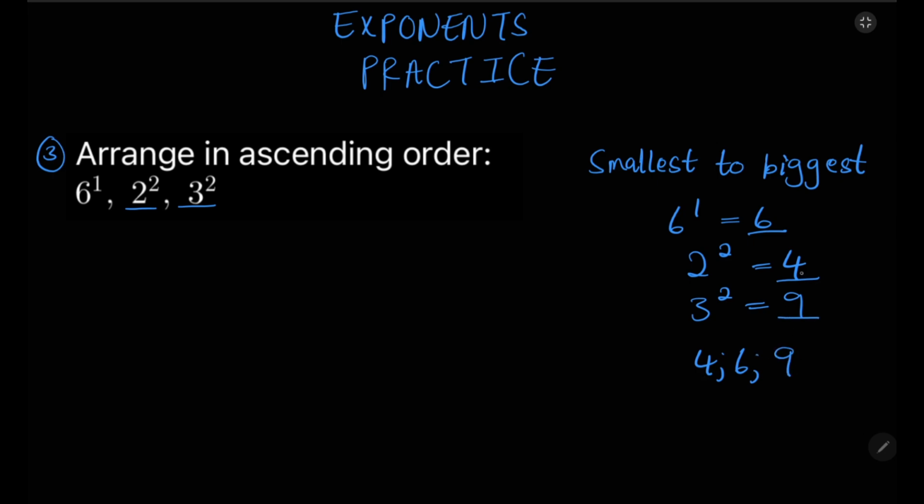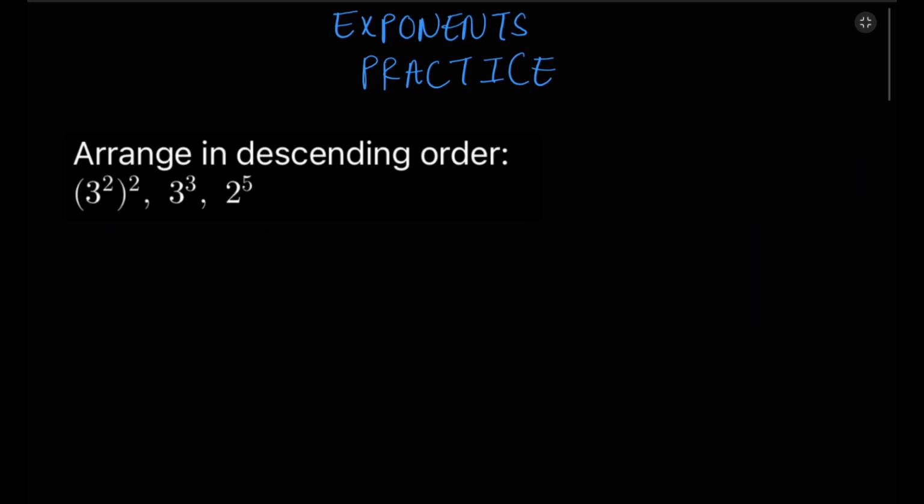So which one is 4? 4 is 2 to the power 2. Let's look for 2 to the power 2. So we start with 2 to the power 2, followed by 6. Where's 6? 6 is 6 to the power 1. Alright, so we write this one, which is 6 to the power 1, followed by 3 to the power 2, the last one, 3 to the power 2.